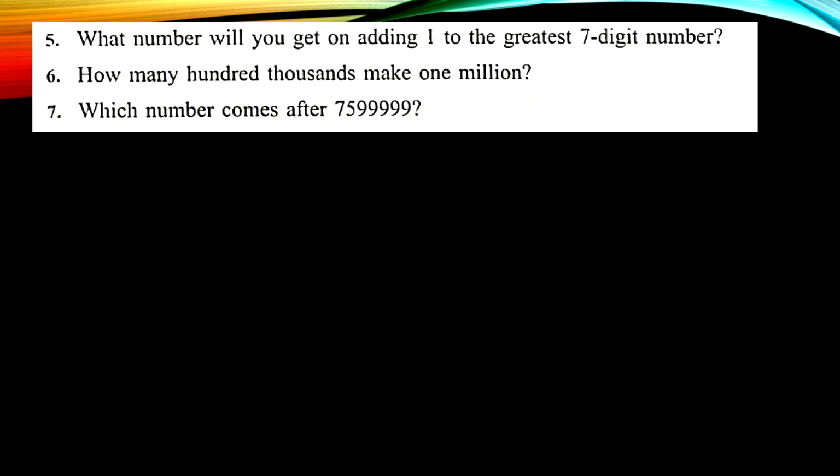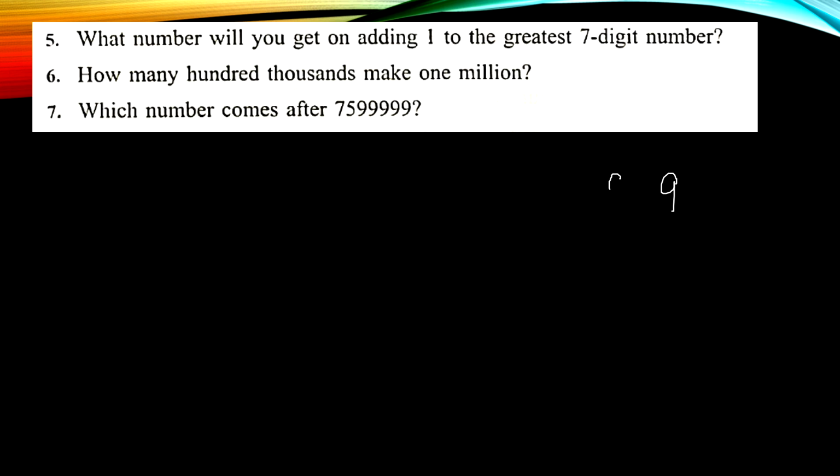So next question is, what number will you get on adding 1 to the greatest 7-digit number? Whenever it is greatest, obviously it has to have 9 there, unless there are some conditions. Like let us say they don't want an odd number, then obviously 9 cannot be there in the ones place. Okay. So here they are saying 7-digit number and they have not mentioned any such thing. They are directly asking what you will get if you add 1 to the greatest 7-digit number. So obviously you will get the smallest 8-digit number, but let's check it first.